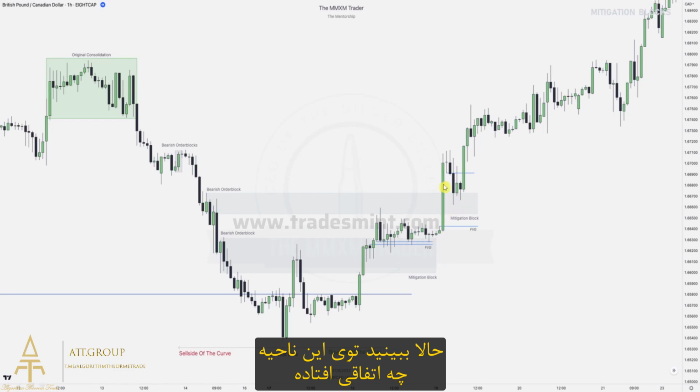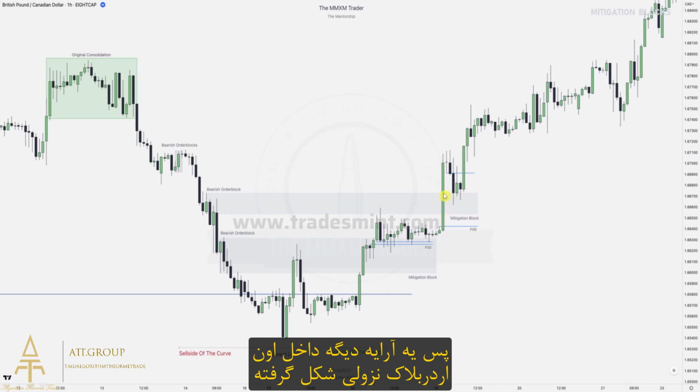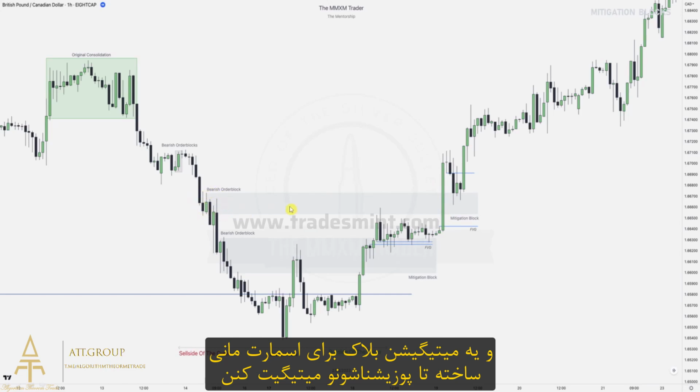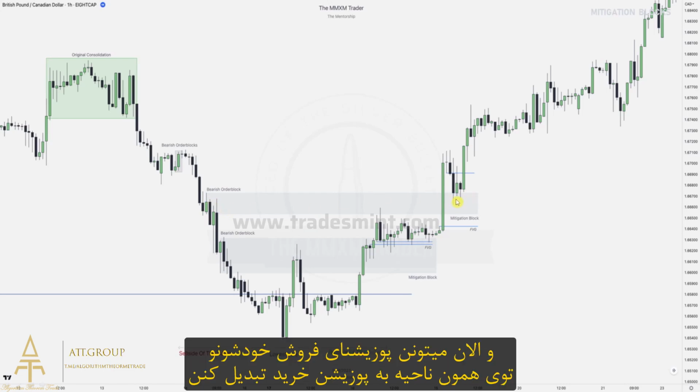Again, over here, another bearish order block extended out in time. And then what happens inside this area? We form another fair value gap, right? So we have another array which is formed inside that bearish order block, creating a mitigation block for their smart money positions. So here they were in sells, right? And now they can convert their sells into longs in that same area.